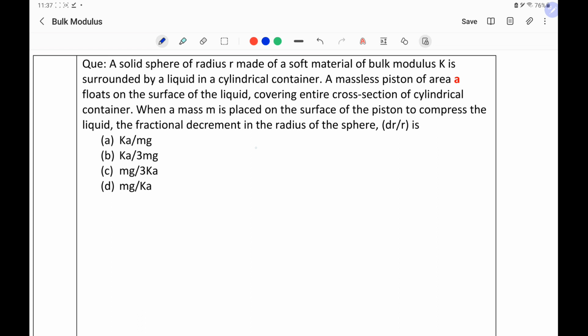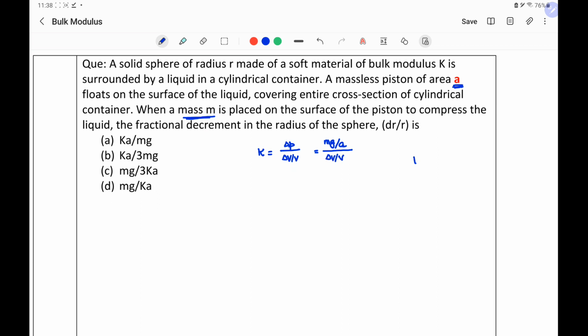So it is the case of bulk modulus, where bulk modulus k is given and it is equal to, in terms of magnitude, the change in pressure divided by the volume strain. Here mass m is placed on the surface of the piston, which causes the pressure. So the force is mg, the weight of the placed mass, and this force acts on the area of the piston, that is A. So mg by A is the applied pressure, and because of this pressure there is a change in the volume, and it is the volume strain delta V by V.